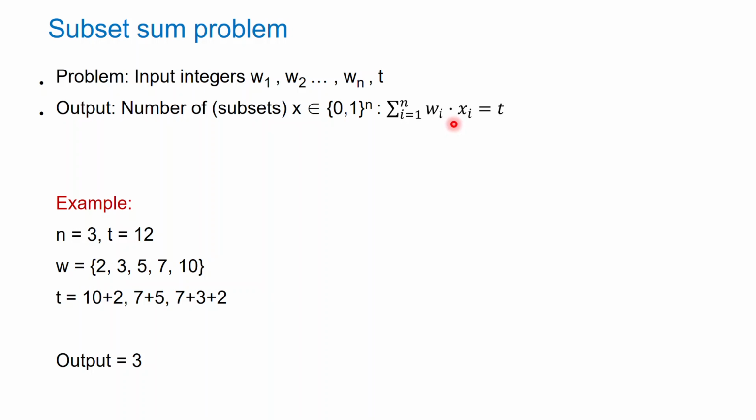As an example, when n is equal to 5 and the target is 12, and the weights are 2, 3, 5, 7, and 10, your output is 3, because there are 3 ways to write 12 as 10 plus 2, 7 plus 5, and 7 plus 3 plus 2.